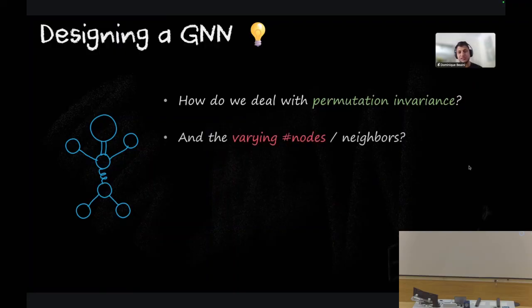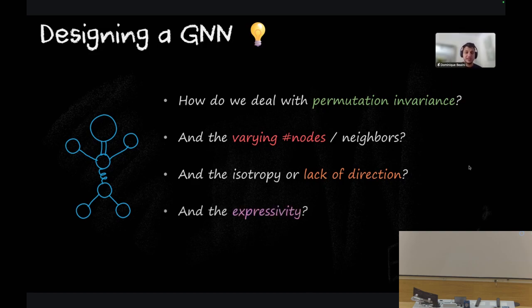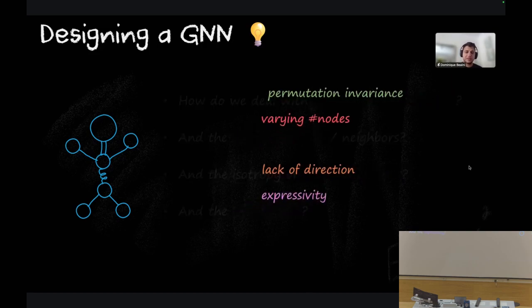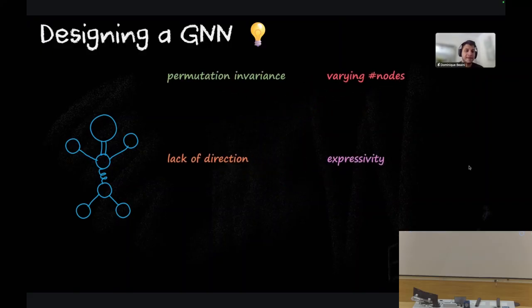So how do we build a graph neural network to do molecular property prediction? Like I said before, we need to deal with permutation invariance, but also the varying number of nodes and neighbors that each of the nodes has. The problem of isotropy, or lack of direction. We don't know which node is left, which node is right, like we do with images or text. And there are a lot of problems with expressivity.